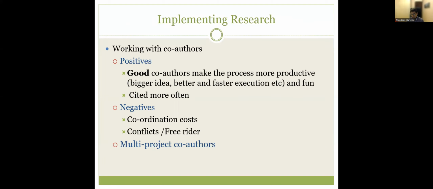Of course, having more people on the project can lead to coordination problems, and can even lead to conflicts at times, and the usual free rider problems, right? So when choosing your co-authors, you may want to think about a co-authorship that might last for multiple projects, right? So it's not just randomly picking a co-author, but a co-author who complements your skill set, and somebody with whom you can have fun working together.